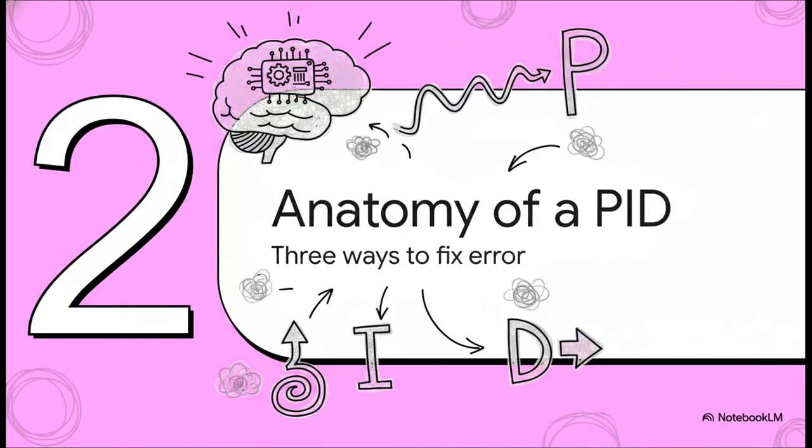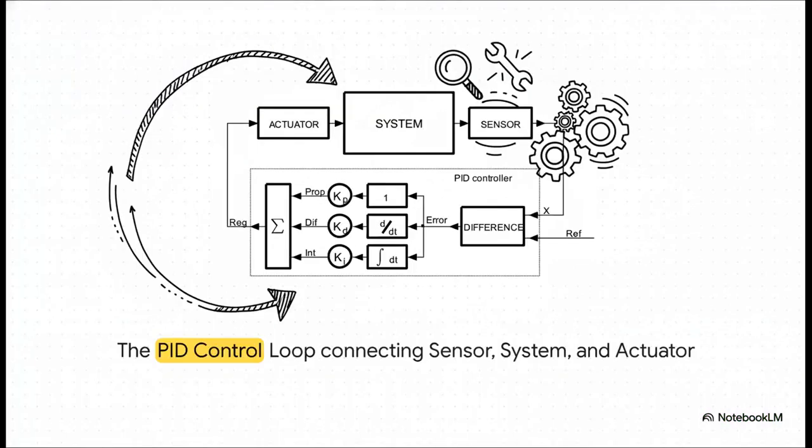Moving on to section 2, anatomy of a PID. Let's slice right into the actual brain of this operation and see exactly how it processes that error. Now, what's really interesting about this slide is the continuous feedback loop you see happening here. Over on the left, you've got your reference. That's the set point we just talked about. It gets constantly compared to the actual output coming back from the sensor on the right. And boom, the difference between those two gives you your error.